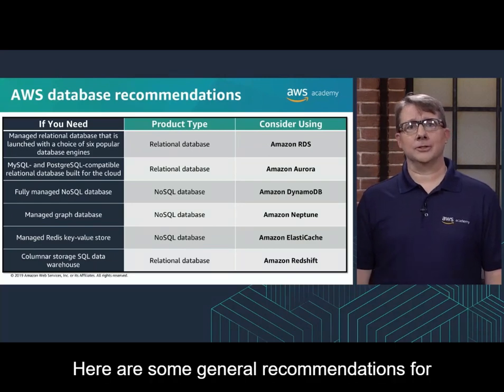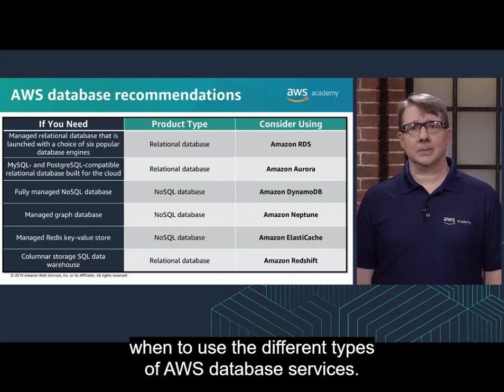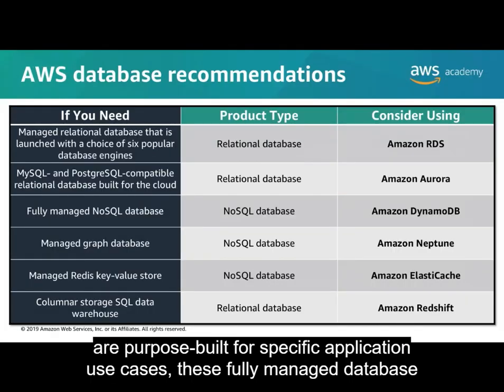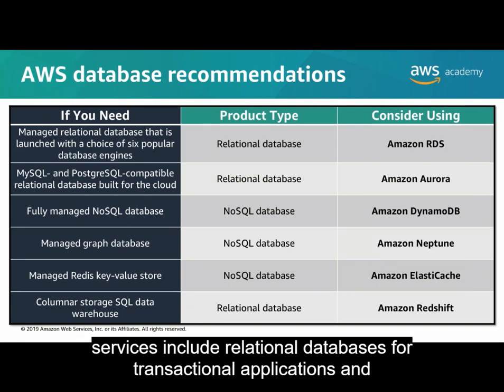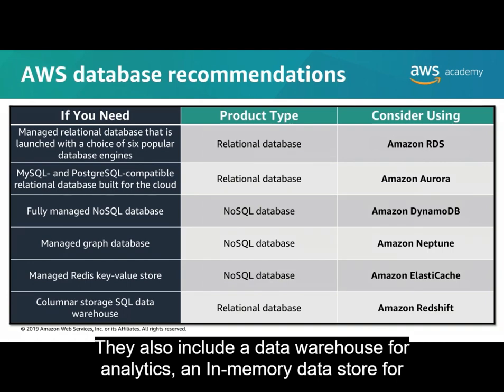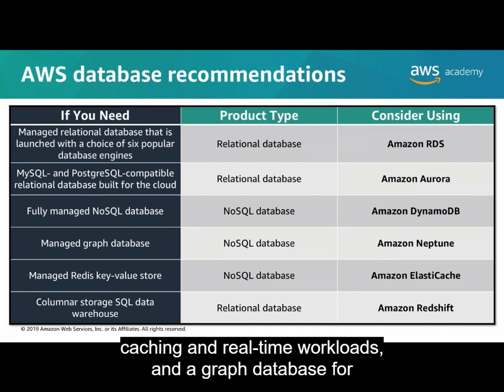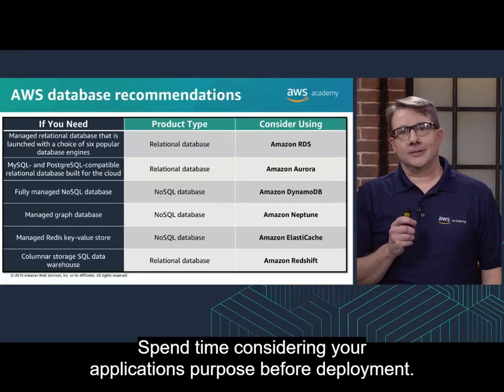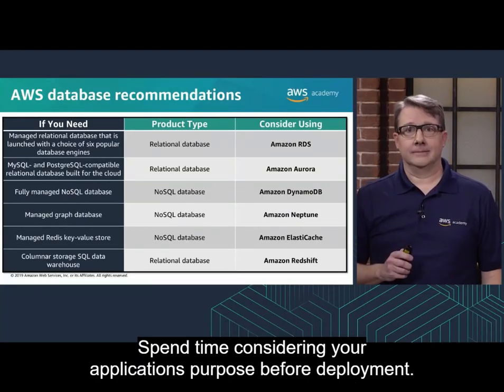Here are some general recommendations for when to use the different types of AWS database services. The key takeaway is that AWS offers a broad range of databases that are purpose-built for specific application use cases. These fully managed database services include relational databases for transactional applications and non-relational databases for internet scale applications. They also include a data warehouse for analytics, an in-memory data store for caching and real-time workloads, and a graph database for building applications with highly connected data. Spend time considering your application's purpose before deployment.